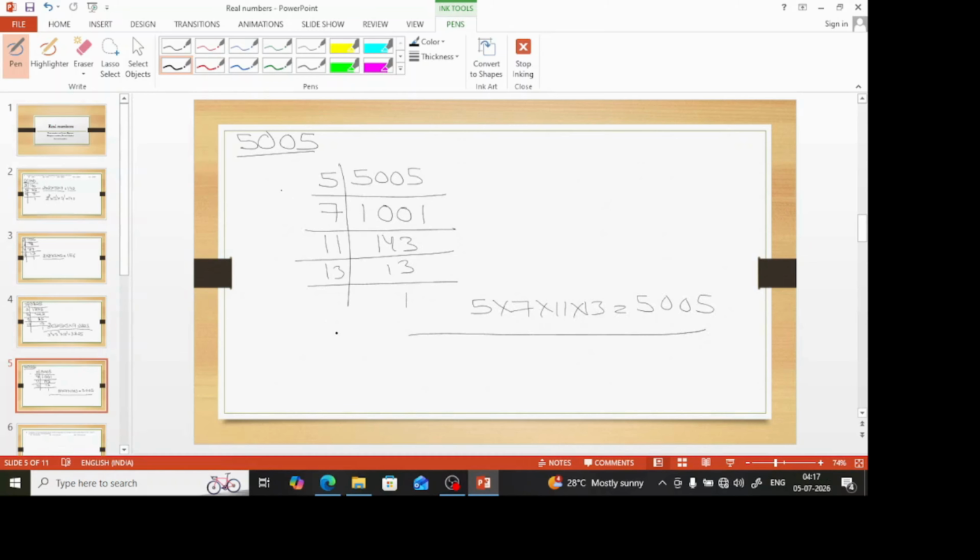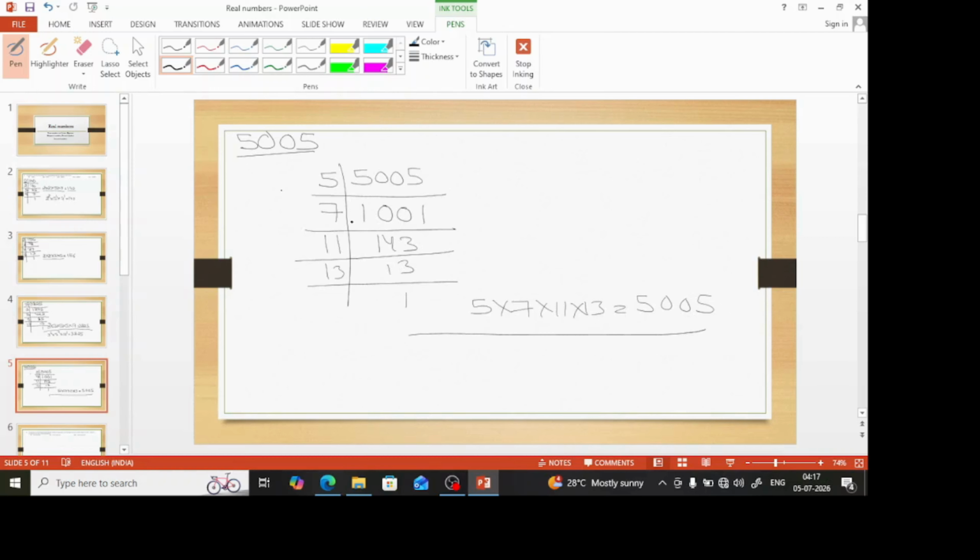Here I just want to clarify why I have taken 5. 5005 is not ending with 2 or any even number, so it is not divisible by 2. The sum is not divisible by 3, that's why we have not taken 3 also. We started with 5. 6 is not even a prime number, so 1001 is not divisible by 5, we have taken 7. It's a trial method, we must know the divisibility rules as well as we have to try by which number this number is divisible.